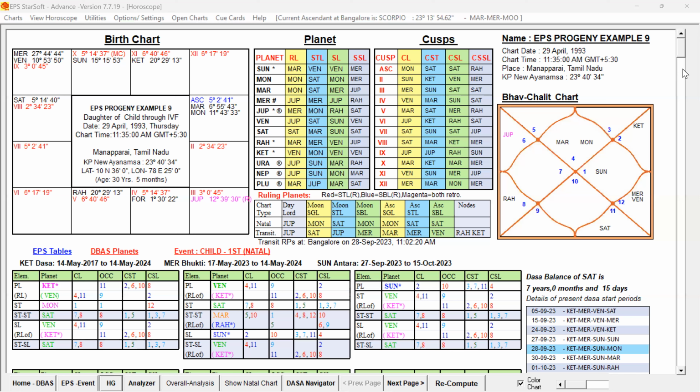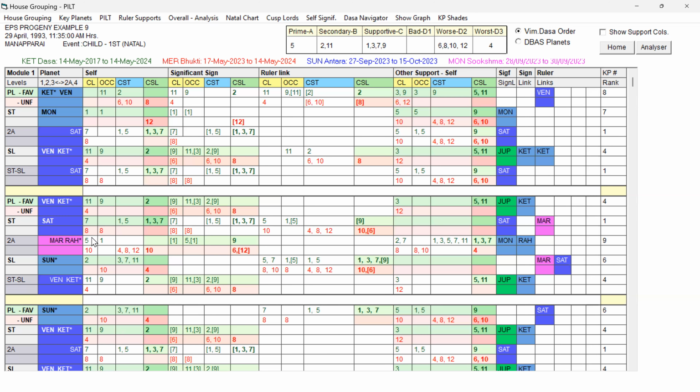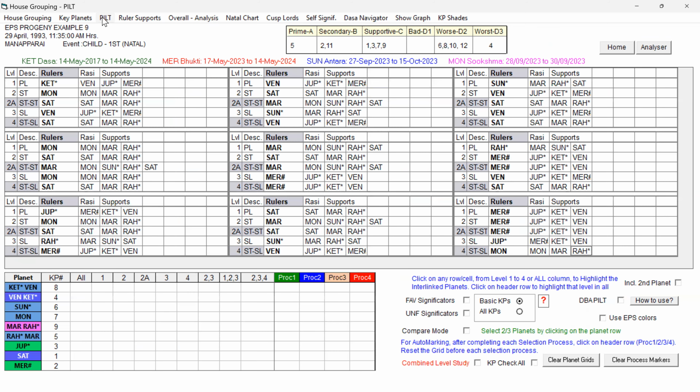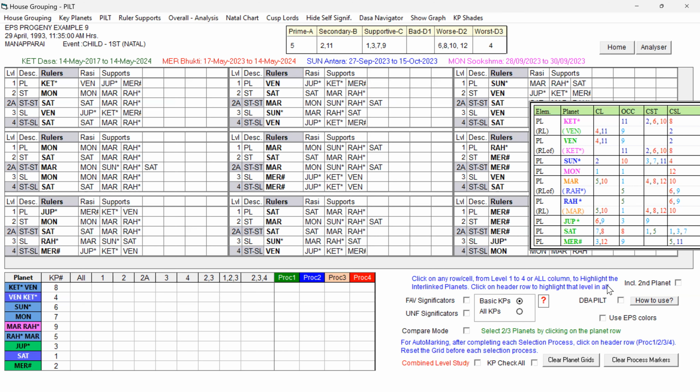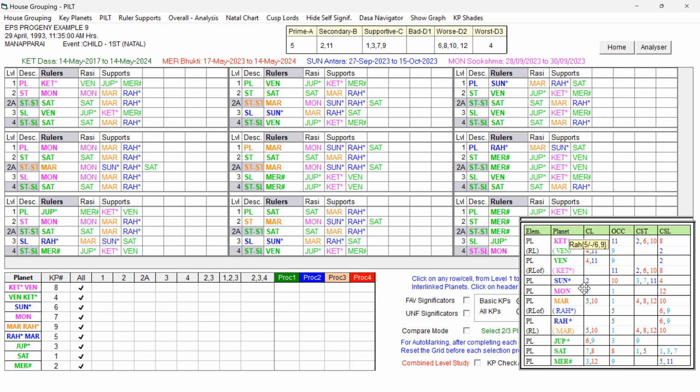This is the birth chart of that female. Now let us go to the PILT table and check the key planets' role in finding the destiny prospects and also timing of the event. Let me open the self-significators, and we can use the EPS colors. We can also use these key planet shades, but we can use the EPS colors and KP check all.